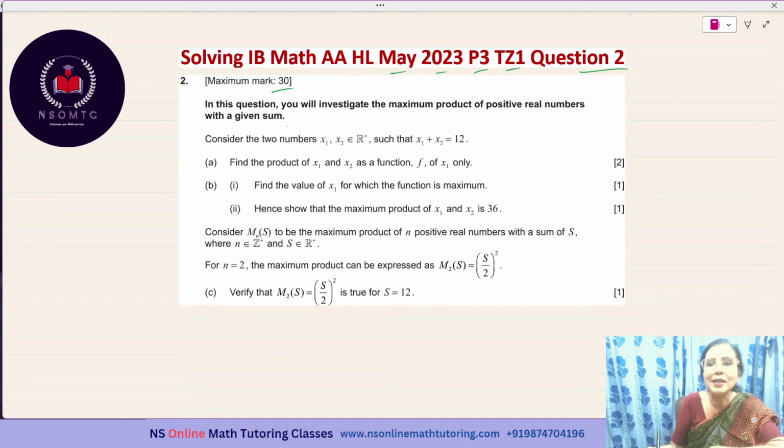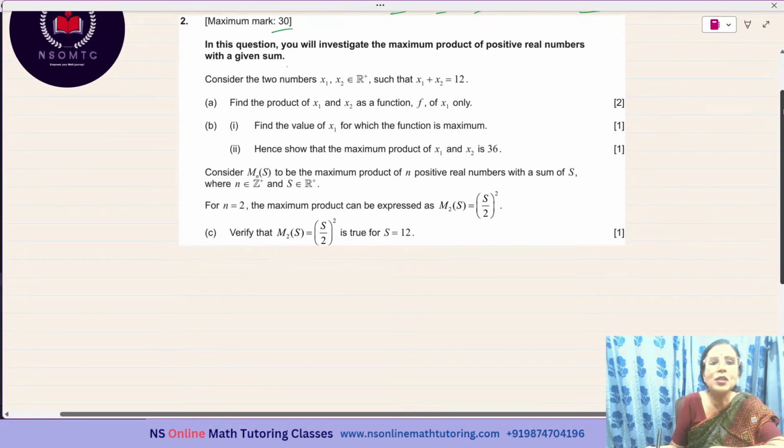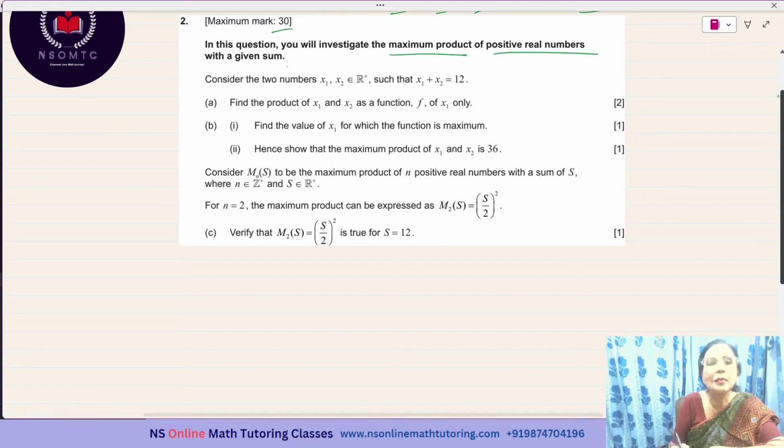The maximum mark is 30. It is saying in this question, you will investigate the maximum product of positive real numbers with a given sum. Consider the two numbers x1 and x2 which belong to the set of positive real numbers. They are not saying that x1 and x2 are positive integers. They are saying x1 and x2 are two positive real numbers such that x1 plus x2 is equal to 12. So part A's question is: find the product of x1 and x2 as a function f of x1 only.